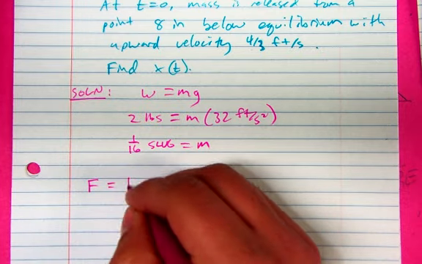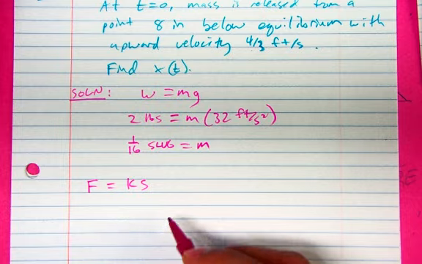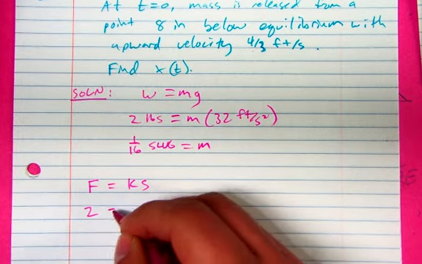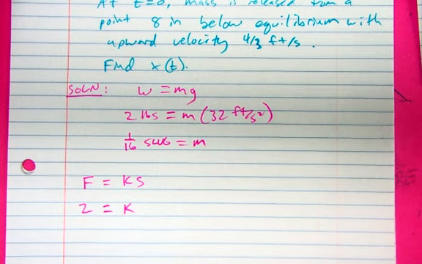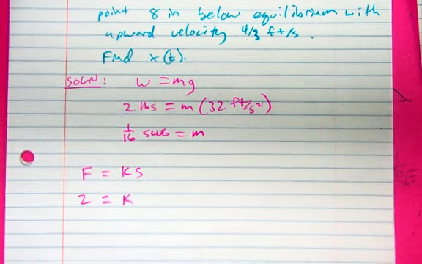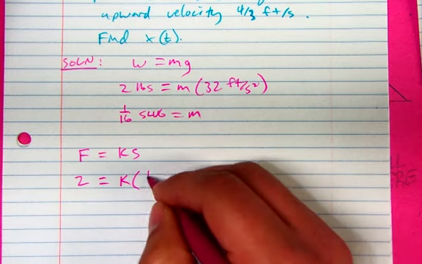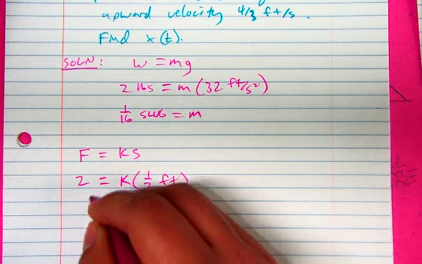Force is going to equal Ks, K times stretch, right? So we have 2 pounds equals K times the stretch. What's the stretch? 6 inches. Let's keep everything consistent, so 1/2 foot. So the spring constant here is going to be 4.